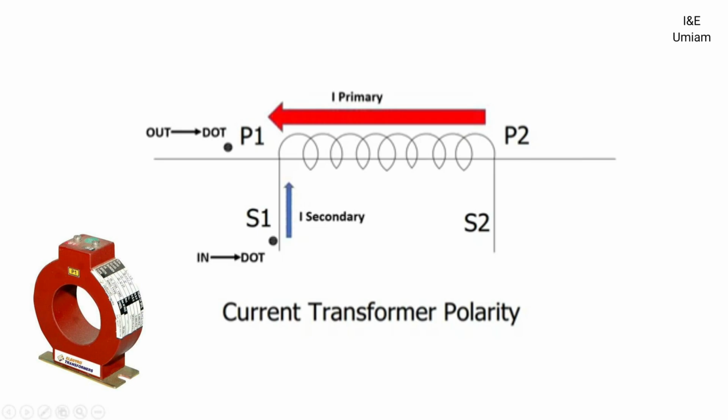One more thing I forgot to mention is that, for simplicity, you can just say that if we put the dot, if in the primary the current enters from the dot, it will leave in the secondary from the dot, right? And the other way around is also true. If current leaves from P1, it will enter from the dot in the secondary.